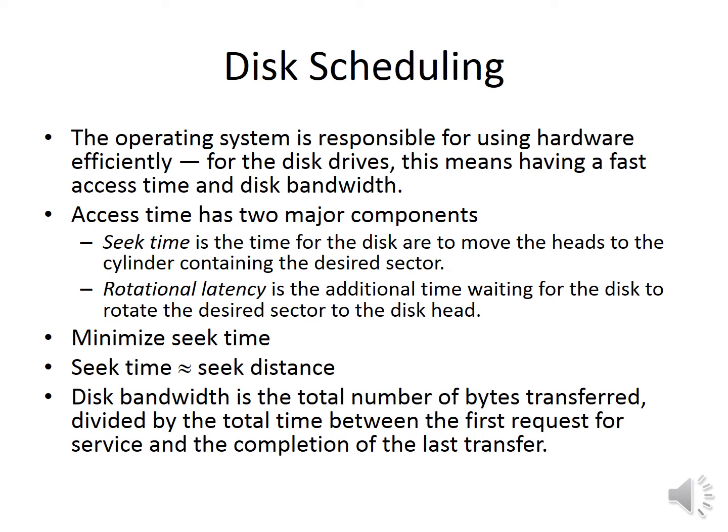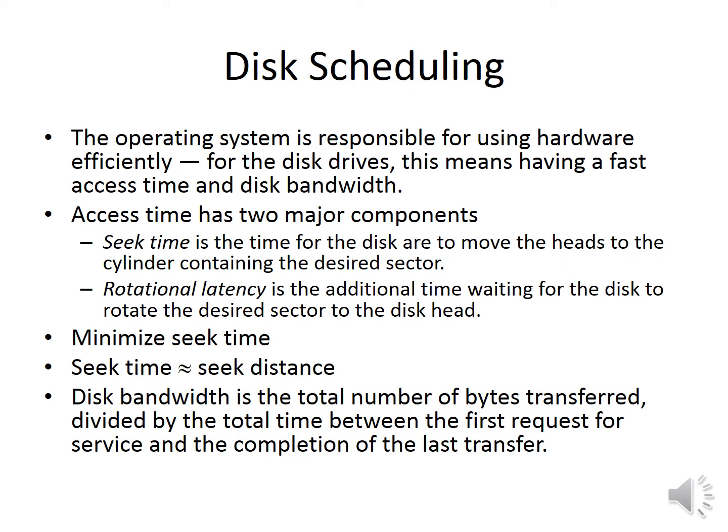So, disk scheduling. The operating system is responsible for using hardware efficiently. For the disk drives, this means fast access and disk bandwidth. Access time has two parts: seek time and rotational latency. Seek time is the time for the disk to move the heads to the cylinder containing the desired sector. Rotational latency is the additional time waiting for the disk to rotate the desired sector to the disk head.